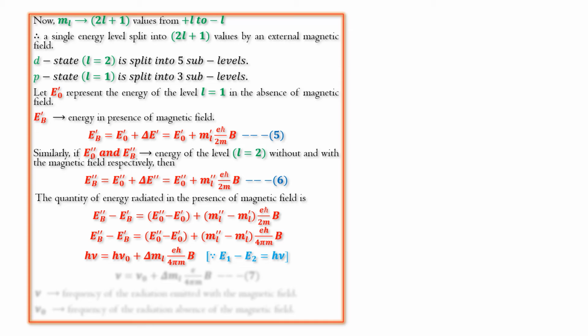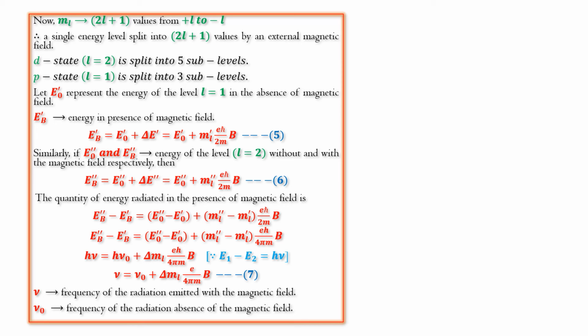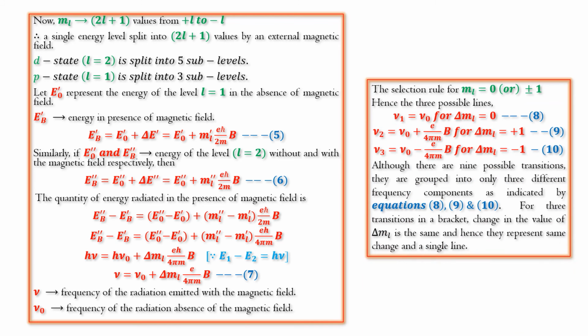The difference in energy level is equal to h nu. So E double dash B minus E dash B equal to h nu equal to h nu naught plus del ml e h by 4 pi m into B. Here we take h as common. So we can get nu equal to nu naught plus del mL e by 4 pi m into capital B, equation number 7, where nu is the frequency of the radiation emitted with the magnetic field, and nu naught is the frequency of the radiation in the absence of the magnetic field.